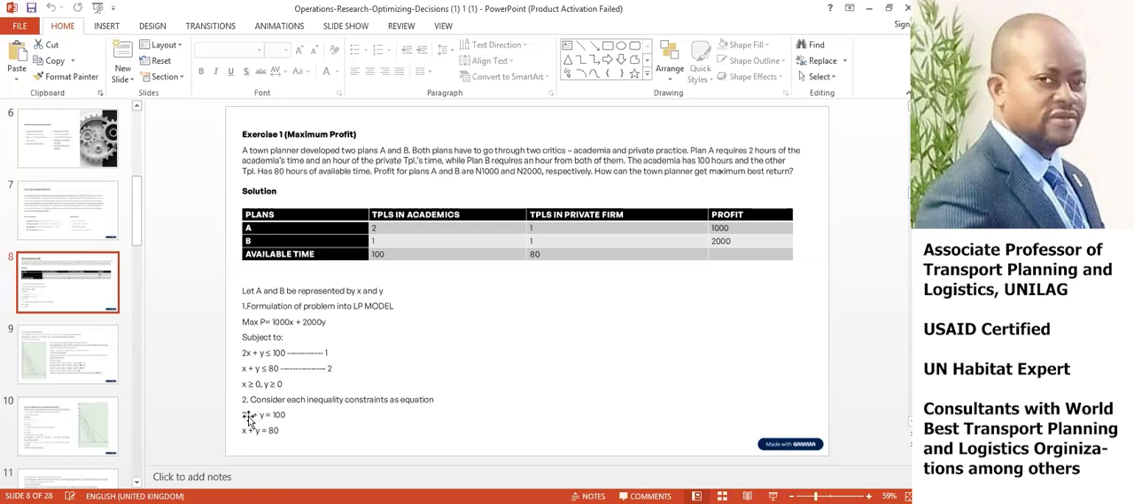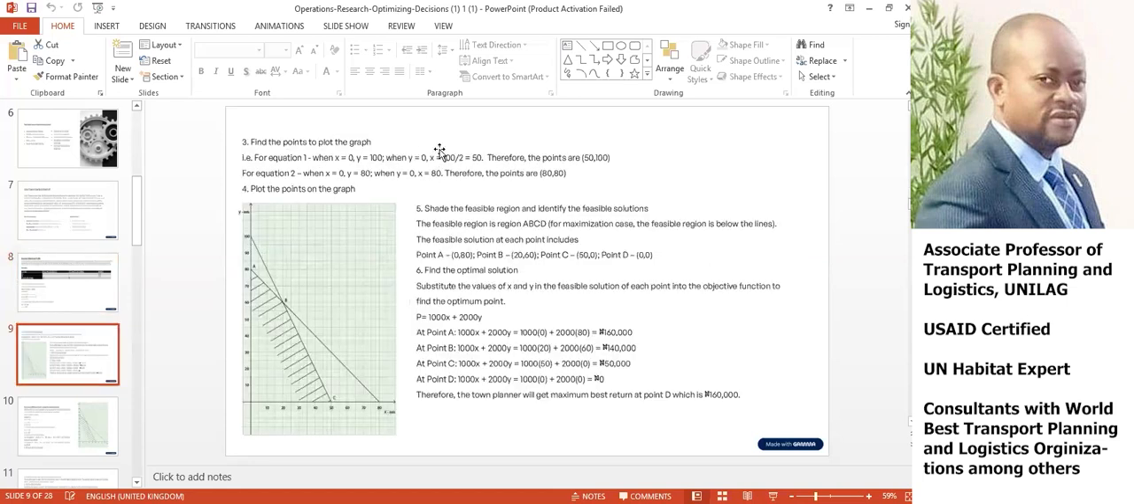On the first equation, you solve for x and you solve for y. When x is 0, y equals 100. When we solve for x, that means y equals 0. That's why we have 0 here. On equation 1, you put x as 0 and then y as 0. When x is 0, y equals 100. When y equals 0, x equals 100 divided by 2, which is 50.